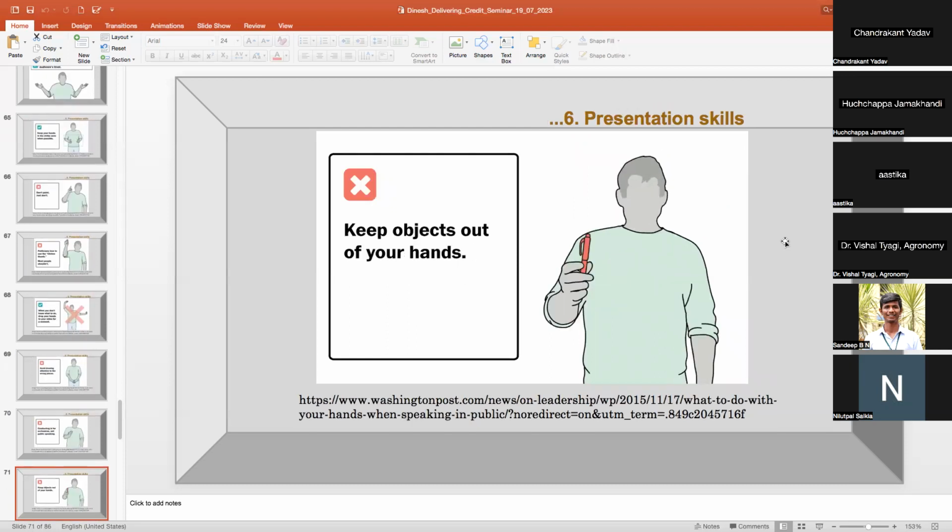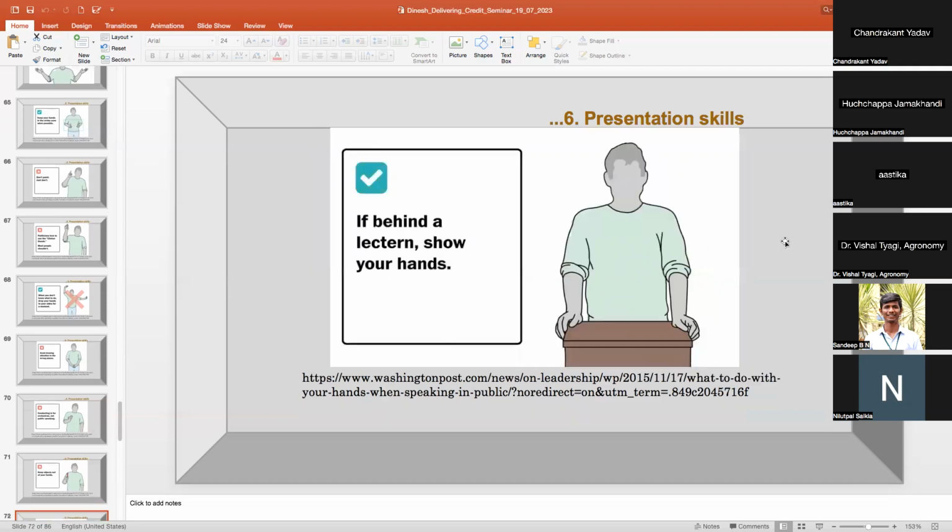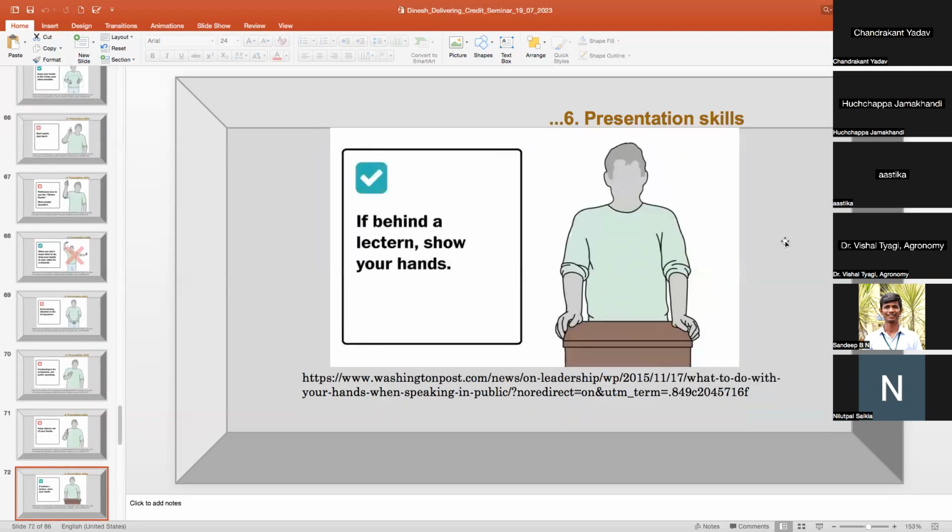Keep objects out of your hand. Don't keep any object in your hand, whether it is pen or duster or things. You can keep them in hand whenever required. Otherwise, you keep them on your podium or lectern. Then behind a lectern, show your hands like this. Try to show your hands. They should not be hidden.